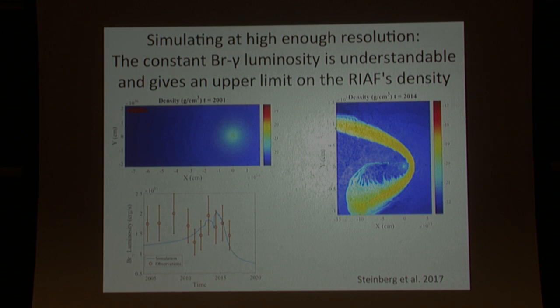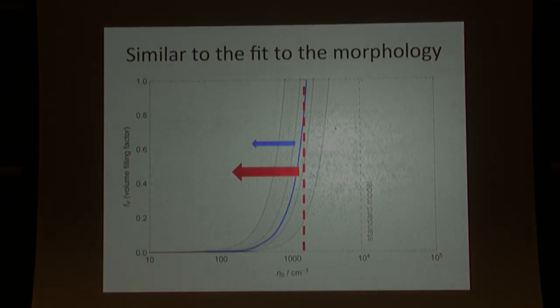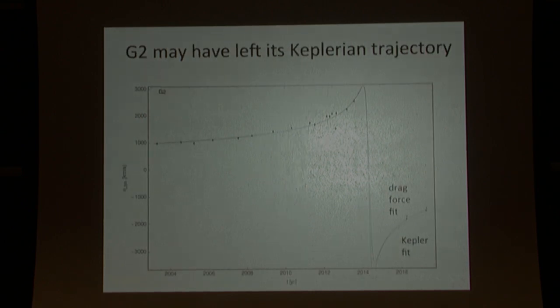But with that, you can essentially mimic the constant Brackett gamma luminosity, as long as your density is not too high. And what is actually the result of that is that the density should be below that number here. So you get something which is consistent. And finally, let me mumble a bit. So you can see here the Keplerian fit to the orbit in radial velocity, but you can also see a drag force fit, which does a better job in the 2015 and 2016 data. You can see that. It's doing slightly better.